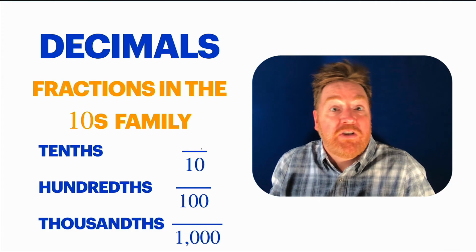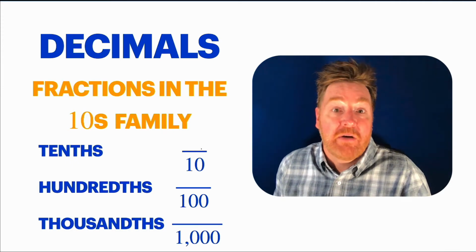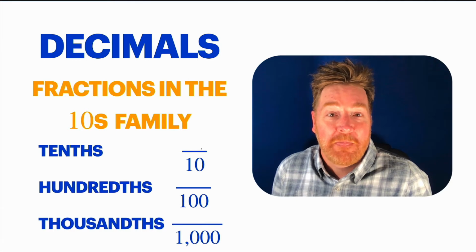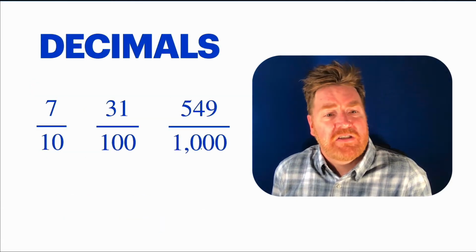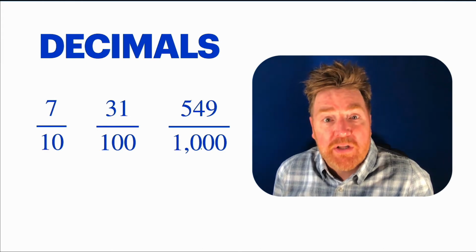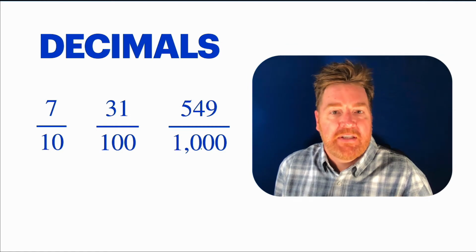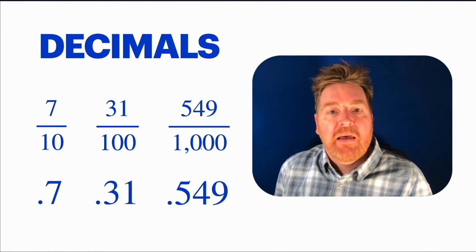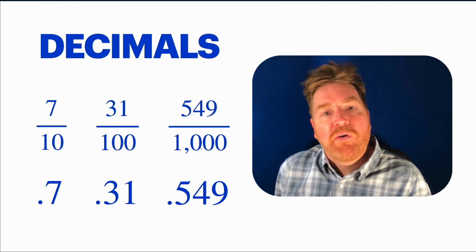So the decimals really are just going to become this new writing system, a different way to write these numbers that we're already familiar with. So for example, if you've got some fractions like 7/10ths or 31/100ths or 549 thousandths, in this decimal system, we're going to write them as 0.7, 0.31, and 0.549.